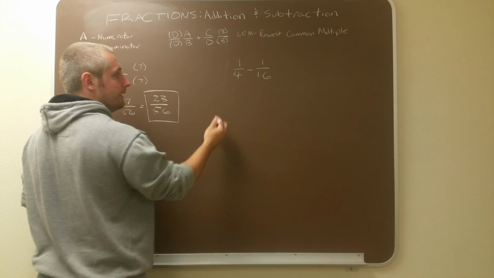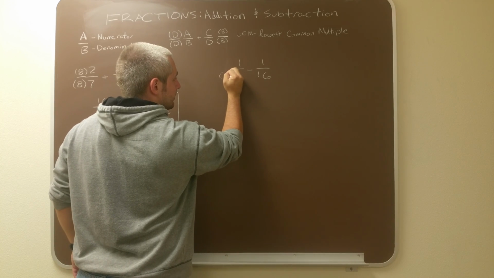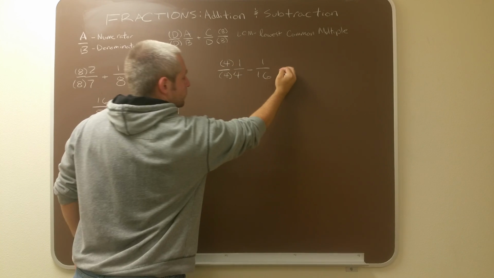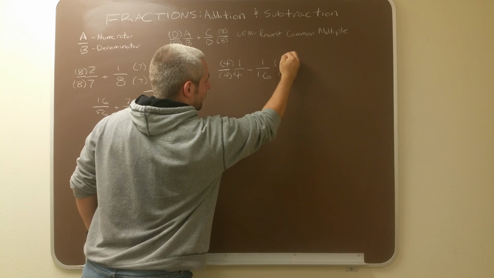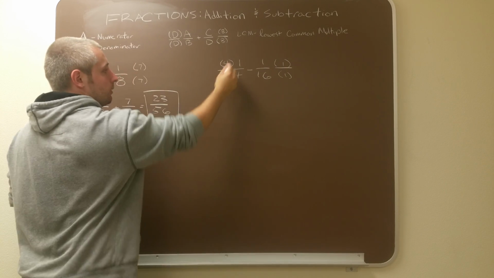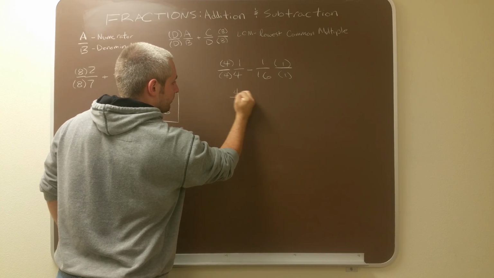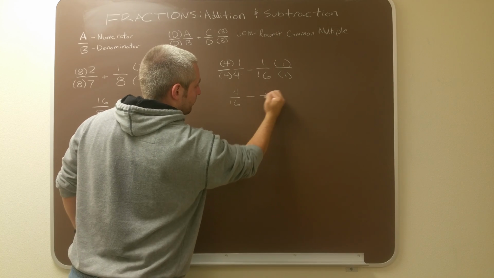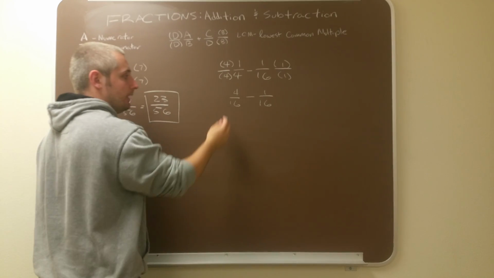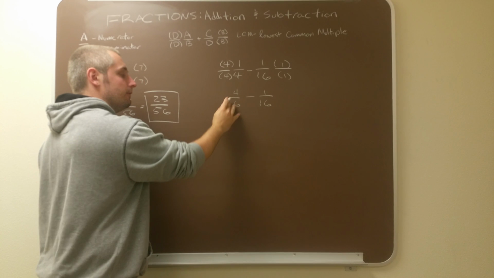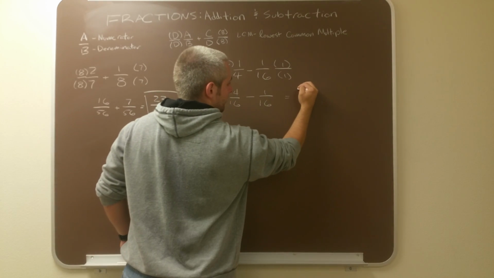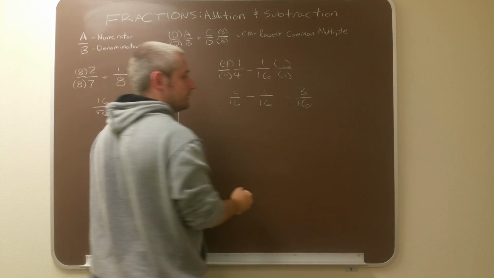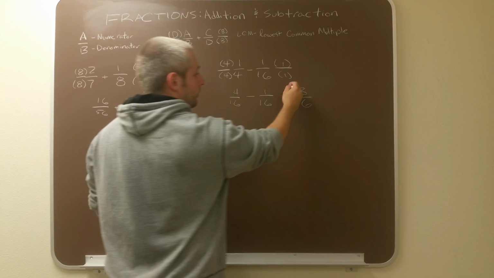So what we can do in this one is multiply this by 4 over 4, and this one by 1 over 1. And then if we multiply across, we get 4 over 16 minus 1 over 16. And then if we just subtract the numerators, 4 minus 1 will give us 3. And the denominator is still 16. And that would be our final answer for this one.